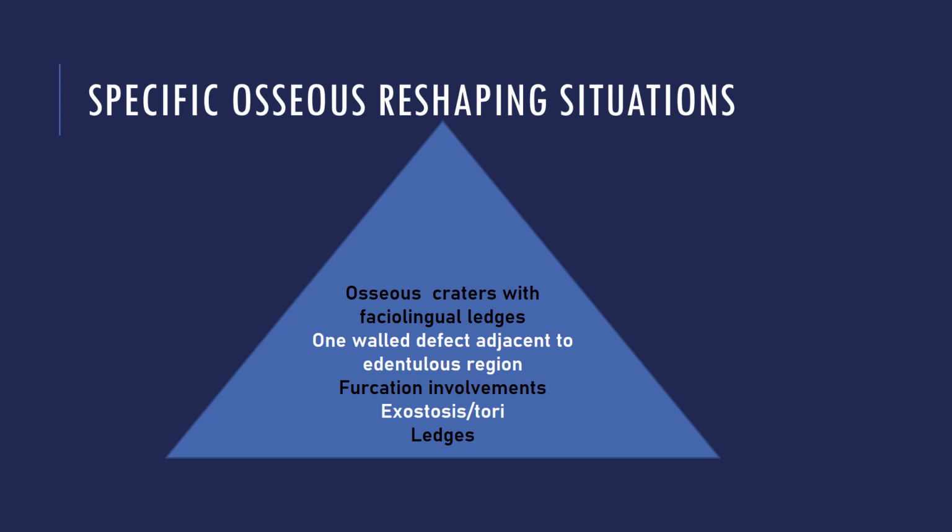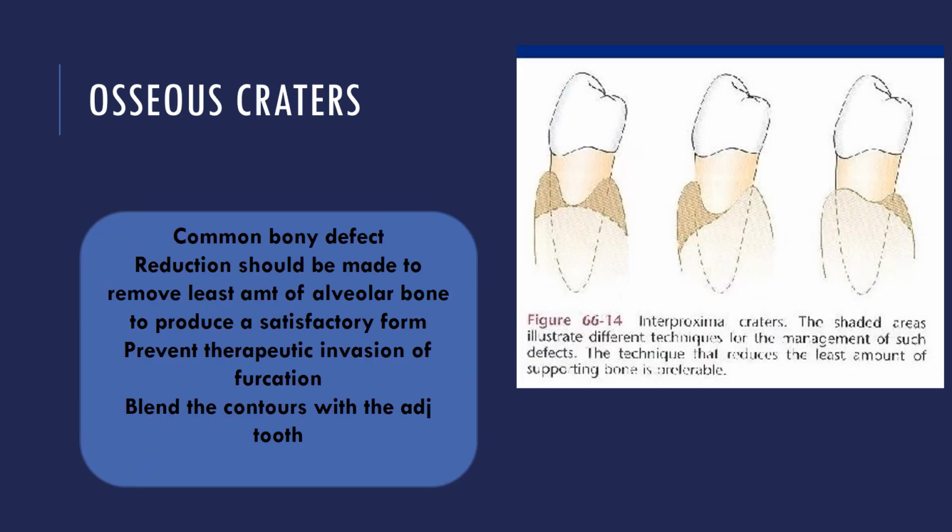And then coming to the specific osseous reshaping situations. In some situations, you need a specific type of osseous reshaping, for example, osseous craters, faciolingual ledges, one wall defect adjacent to an edentulous margin, and in case of furcation involvements, exostosis or tori and ledges. So these are the special cases where we need osseous reshaping. So we are dealing with osseous craters, that specific type of osseous shaping needed for osseous craters.